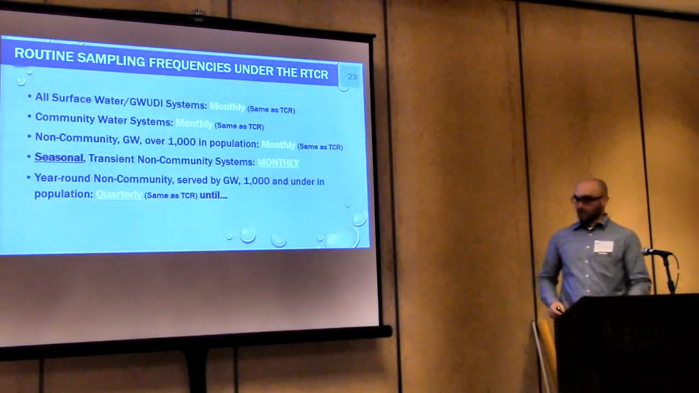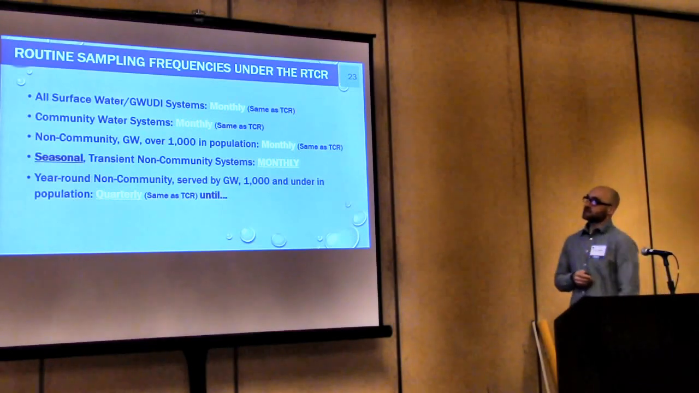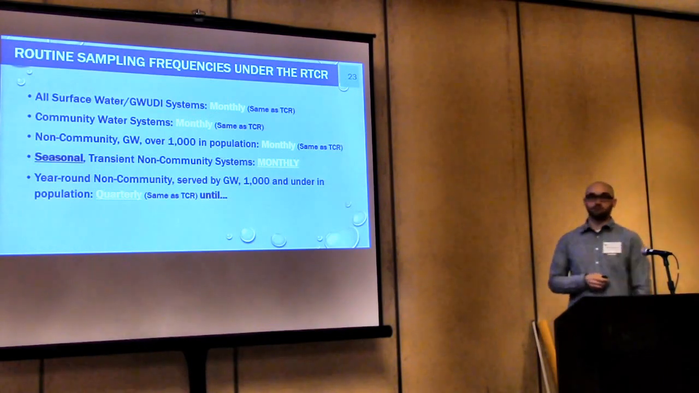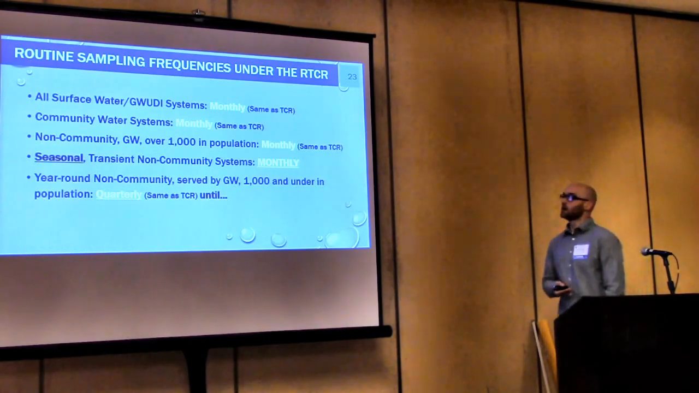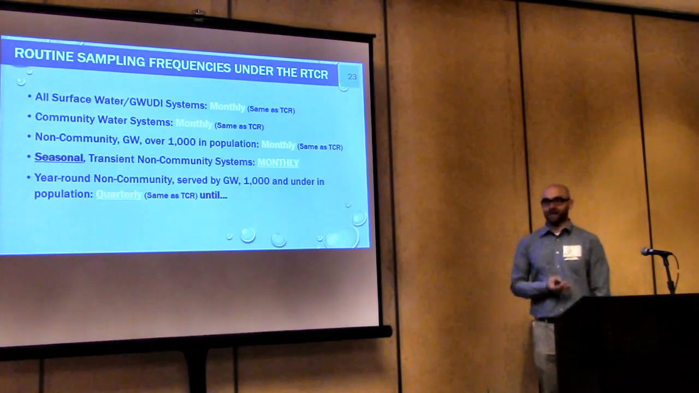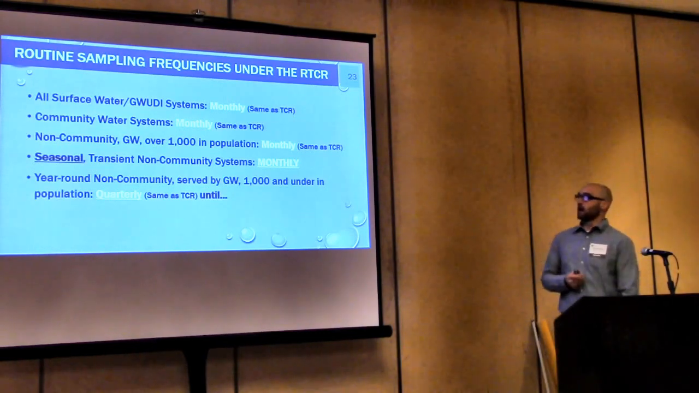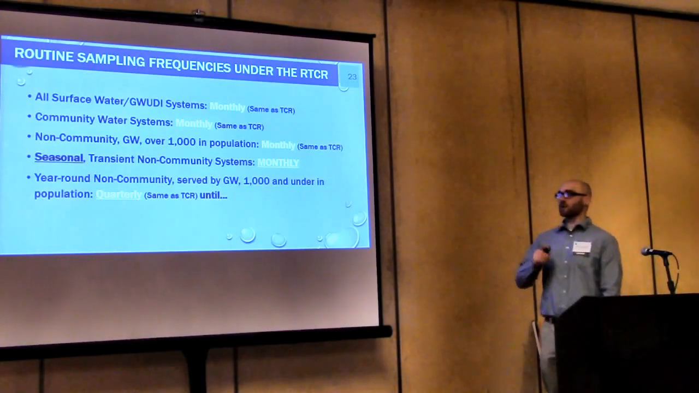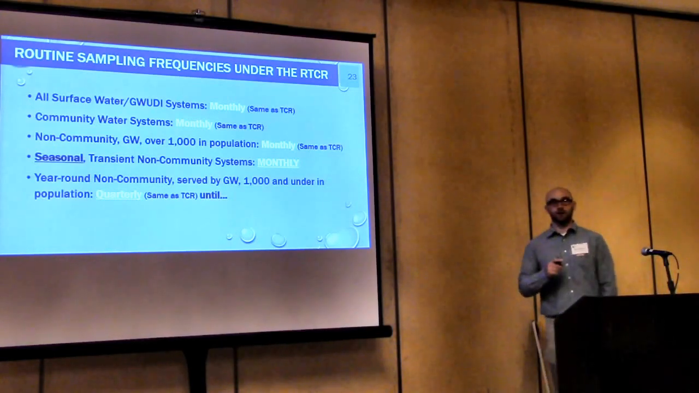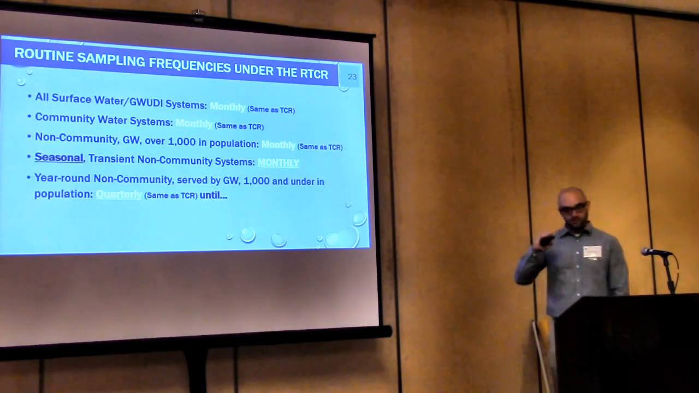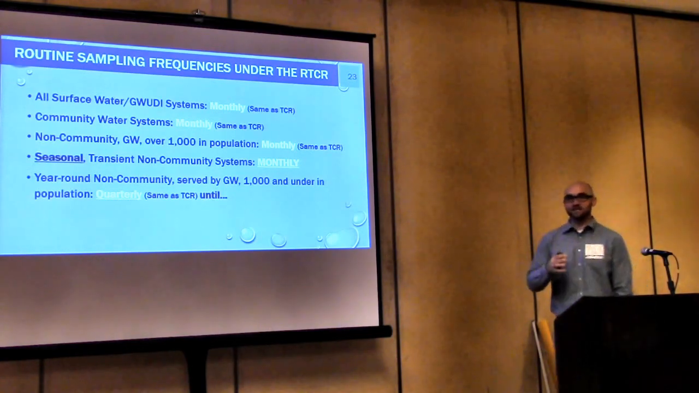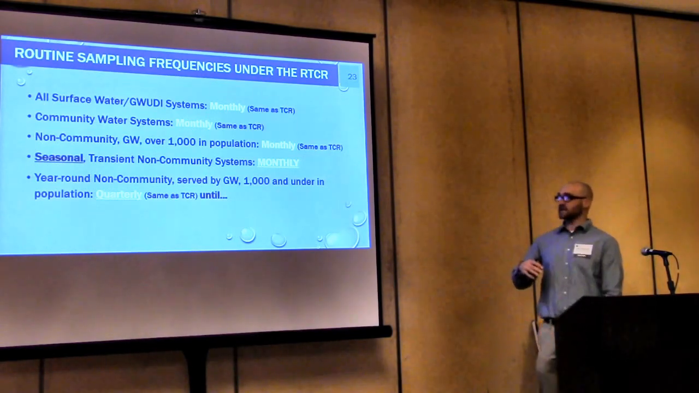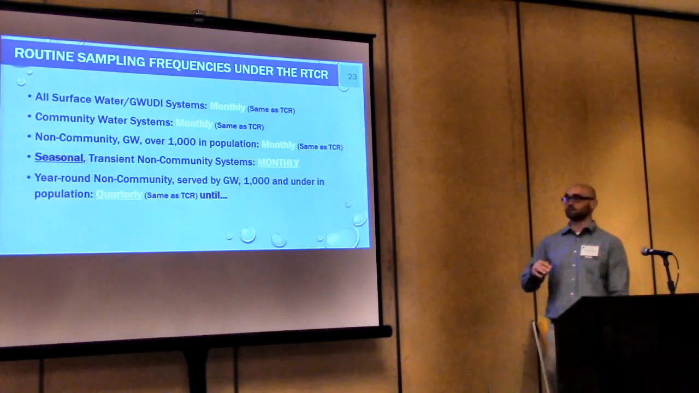So, routine sampling frequencies for all surface water or groundwater under the direct influence will be monthly. Hasn't changed, that's the same as the TCR. Community water systems, monthly. Hasn't changed, same as the TCR. Non-community, so NTNC and TNC, on groundwater, over 1,000 in population, will sample monthly, same as the TCR. Here's when it changes a little bit. As I said, the seasonal systems are potentially more vulnerable to contamination. Therefore, seasonal TNCs will be required to sample monthly.